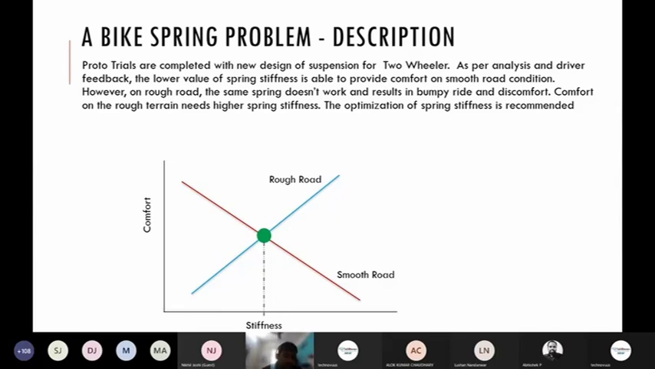As I said, optimization is a compromise. So once you optimize this stiffness, you are neither happy on the rough road, nor are our customers happy on the smooth road. And we do not want to settle with this optimum point right in the beginning. We are losing an opportunity for innovation, as I said. So what is the solution?